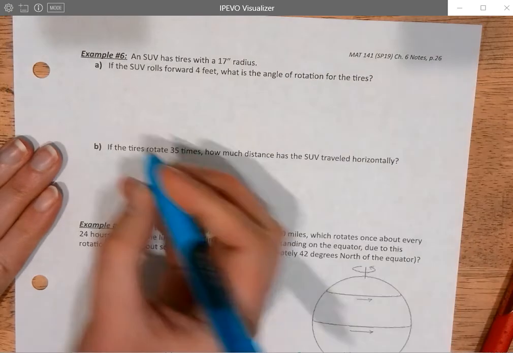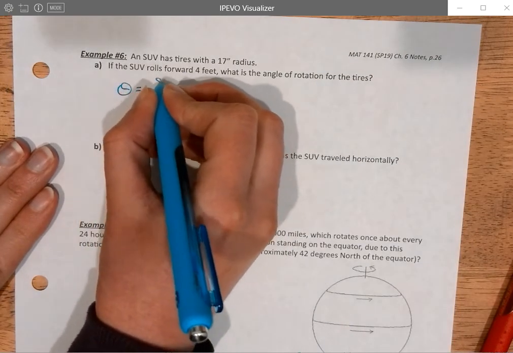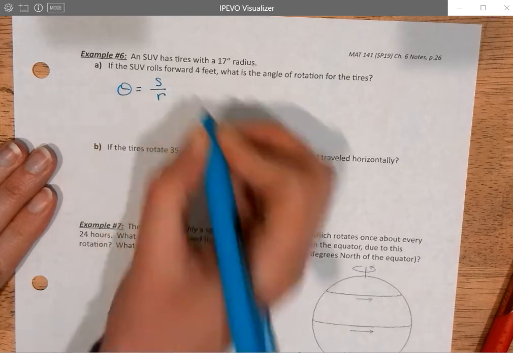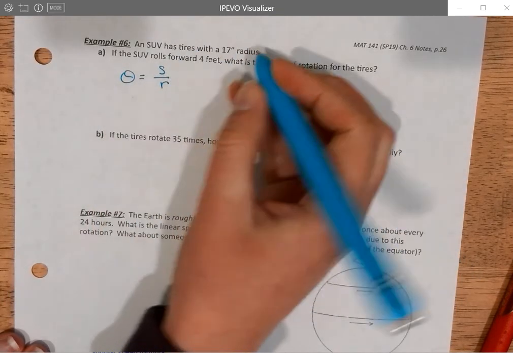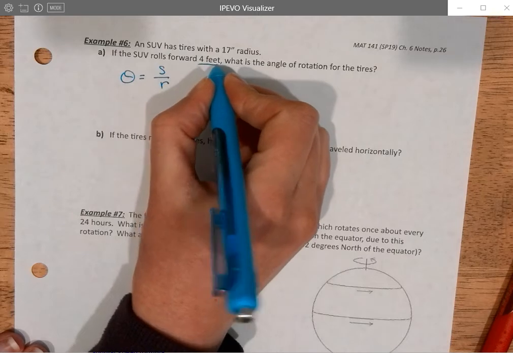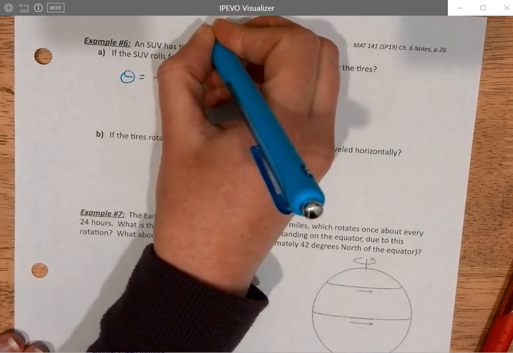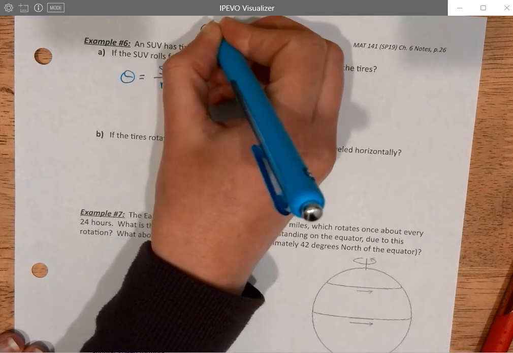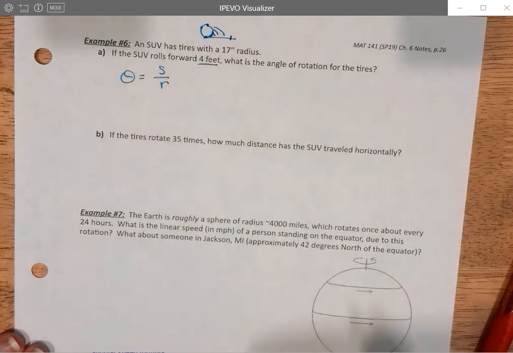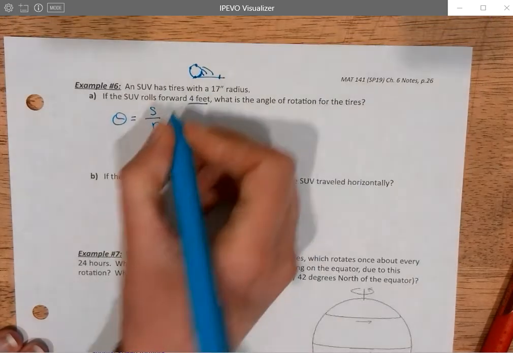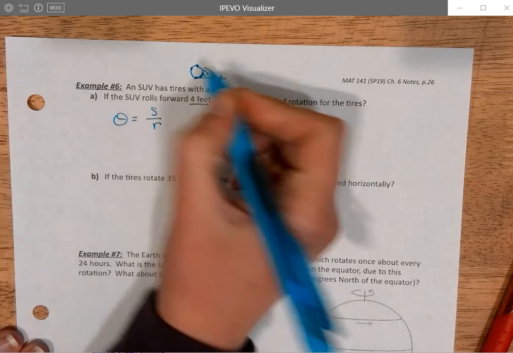Here we will be using the angle equals S over R formula. In this case, the arc length that we're talking about is going to be the 4 feet. As we roll our tire, we're going to be tracing that tire down. So that's going to be the end point, where we land on the tire as the tire rolls. So the arc length is going to be that horizontal distance, because we're going to be tracing around our tire up to a distance of 4 feet.